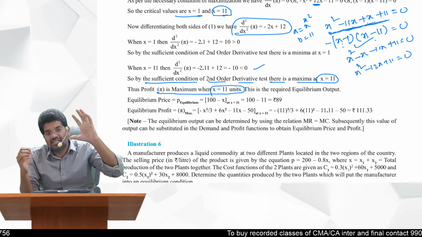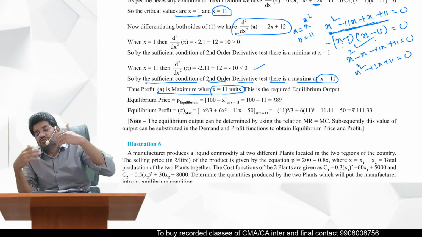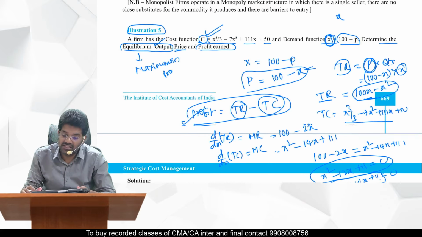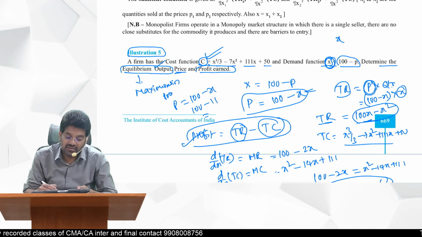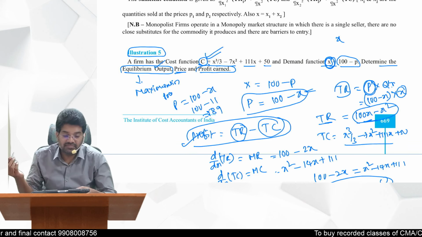So whatever x we got is 11. Now we should also calculate the price. We already took that price is equal to 100 minus x. So 100 minus x, how much did we get? 11. So that means 89 is the price. What is the answer price? At 89 the profit will be maximum.